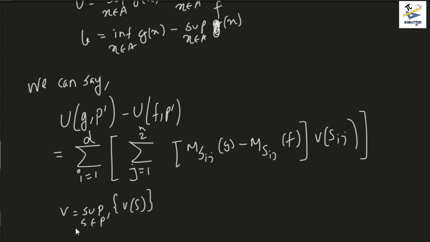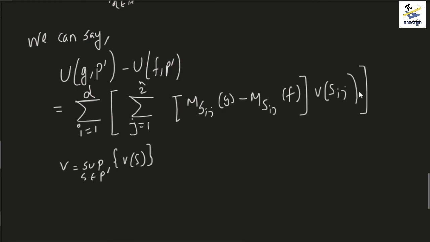So v here denotes basically the supremum of the set of the subrectangles S, which belong to p prime, obviously, of the volumes of S. So v represents the highest number of volumes here, where v is defined as follows. We use v here. Okay, so it's basically the least upper bound of the volumes of the subrectangles of p prime.